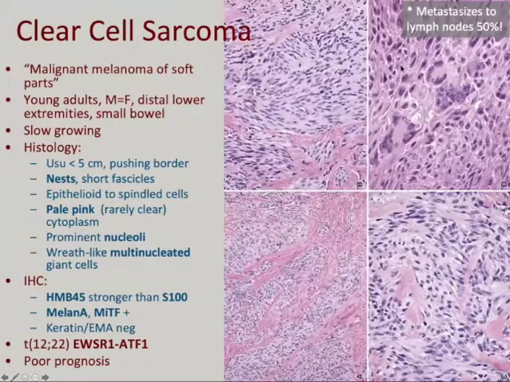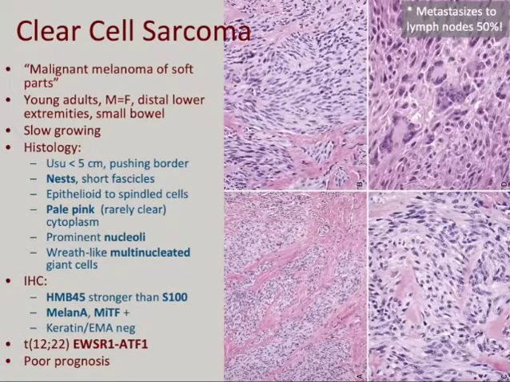Clear cell sarcoma is your melanoma of soft tissue, right? Not really melanoma, but stains like a melanoma, kind of looks like a melanoma, but is in the deep soft tissues of the distal extremities and has EWSR1-ATF1 gene rearrangement rather than any of the melanocytic markers, melanocytic genetics, not BRAF, not NRAS, not c-KIT, right?